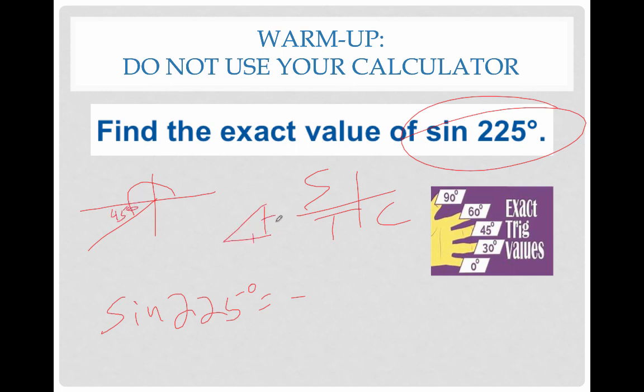225 gives me a reference angle of 45 degrees. Grab my 45, 45, 90, 1, 1, square root 2. Sine is opposite over hypotenuse, 1 over the square root of 2. What if you're in one of those spots that doesn't allow you to have a square root on the bottom? Multiply the top and the bottom by the square root of 2. Boom, done. Good stuff.